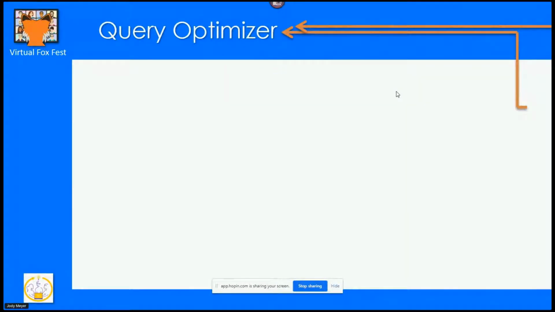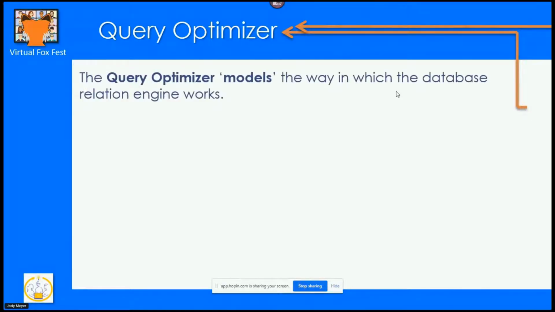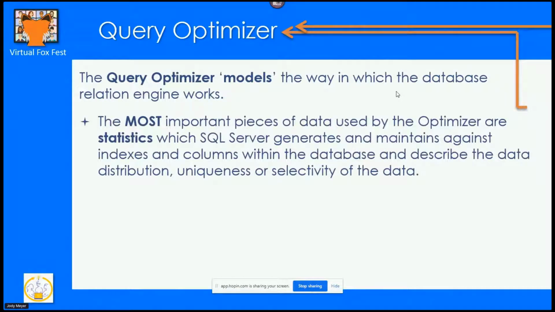Okay, yay, we're getting into the query optimizer now. And this is where a lot of work is done. It models how the database relational engine works. It's what it's thinking. The most important pieces of the optimizer are the statistics, but it also takes into account the constraints of what's going on with the database and the tables that are involved. If the statistics are out of date, where their cardinality isn't up to current, you'll see the query optimizer do one thing when it should have done something else. That's why statistics are so important.